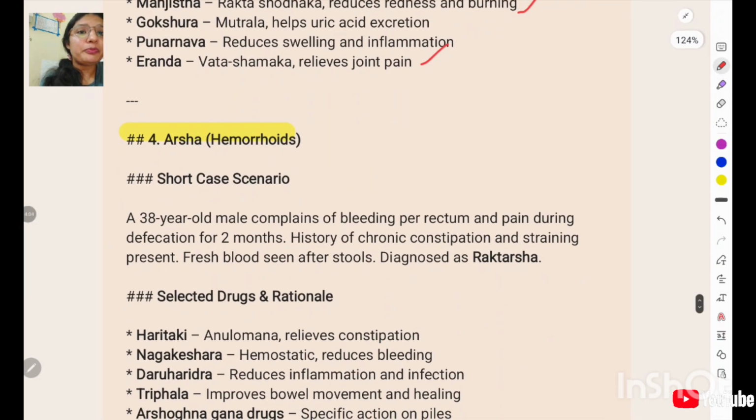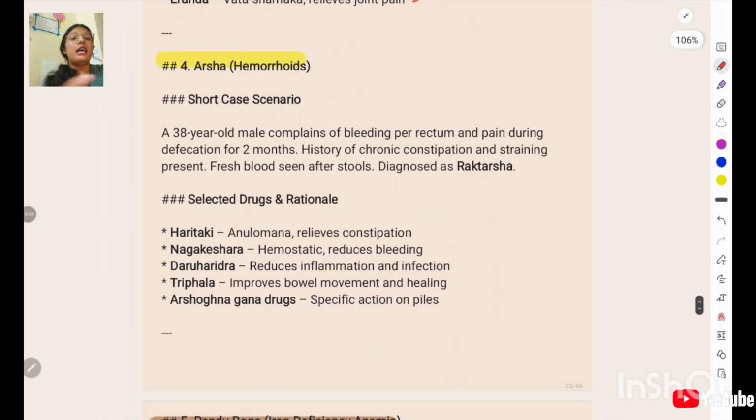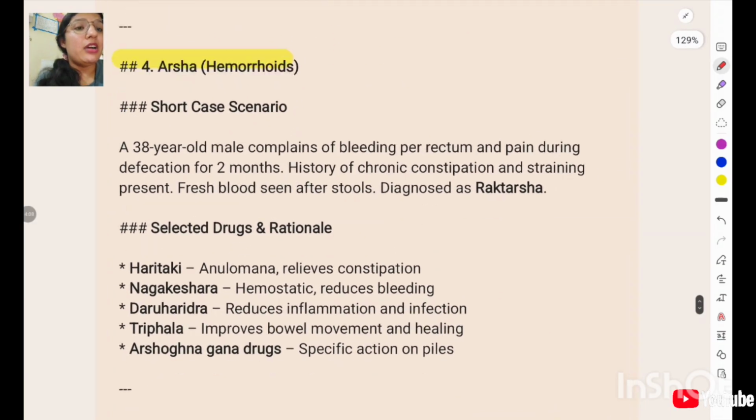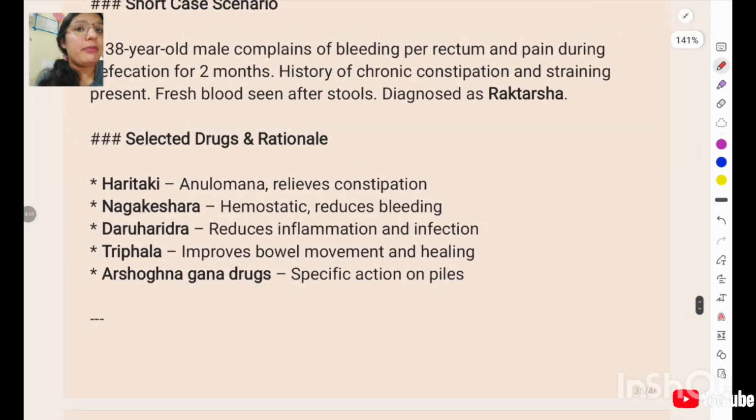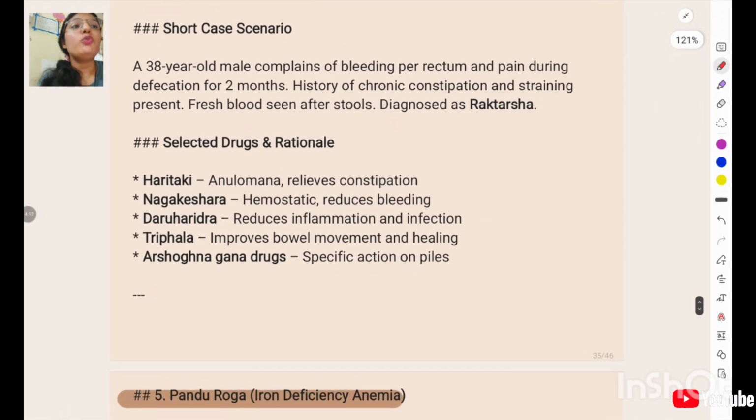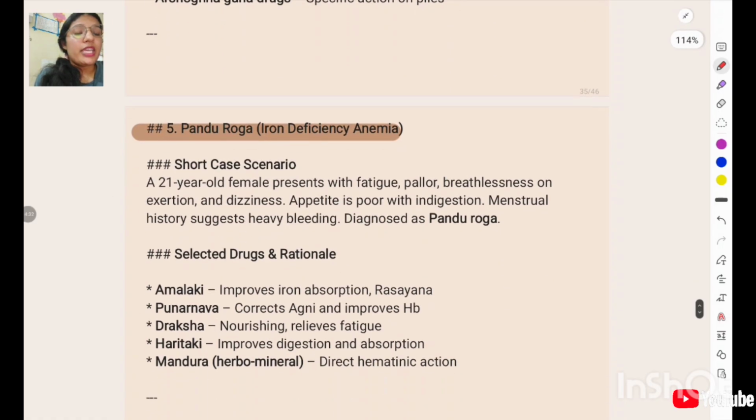Punarnava also. Next for Arshas, a 38-year-old male complained of bleeding per rectum and pain during defecation for 2 months, and diagnosed with Rakta Arsha. So in Rakta Arshas, we have to stop this bleeding, and we take Haritaki for Anulomana action, and Nagakesara, Daruharidra, and Triphala improve your bowel movement and all, and Arshoghna drugs like Bhallataka are there. So we can use them.